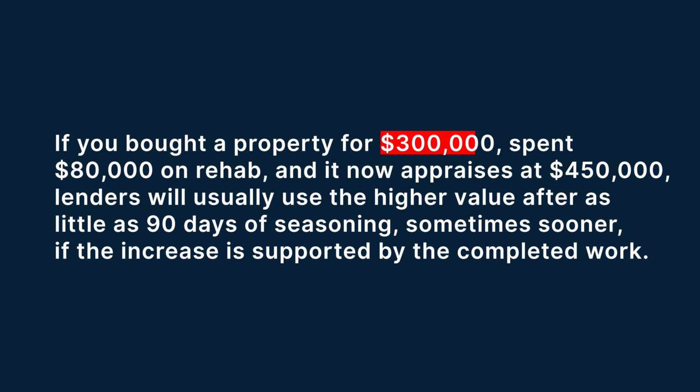There is an exception though, and that's if you have documented value add, meaning you completed a renovation. If you bought a property for $300,000, put $80,000 into a full rehab, and now it appraises at $450,000, most lenders will now go off the higher value with as little as 90 days of seasoning, sometimes sooner, because the value increase is justified by the work that was done.